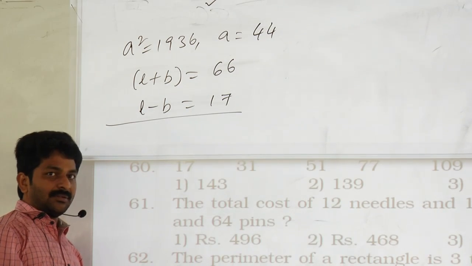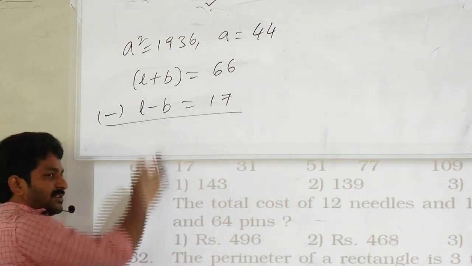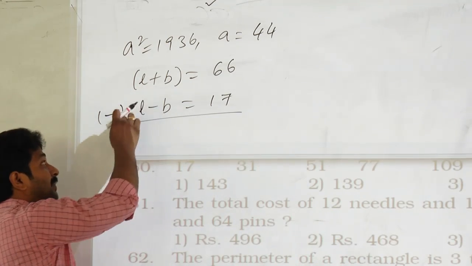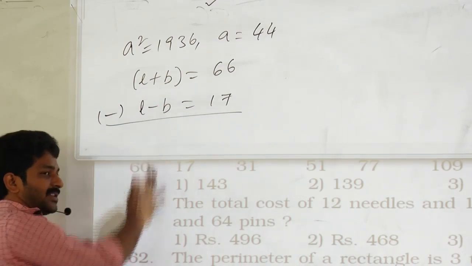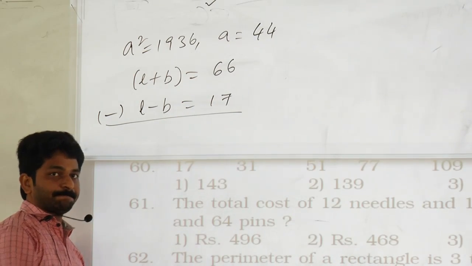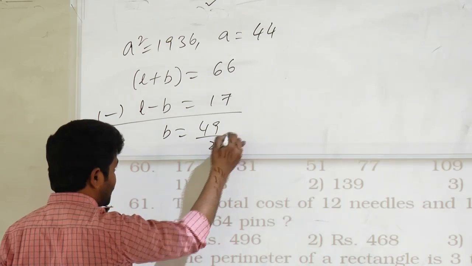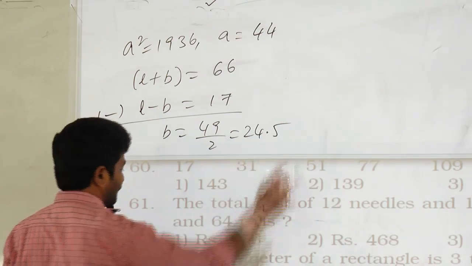You are asked about breadth. Take the difference, subtract the second equation, and then go for the average. L minus L, B minus of minus B, 2B. 66 minus 17, 49. Breadth is equal to 49 by 2, which is 24 and a half.